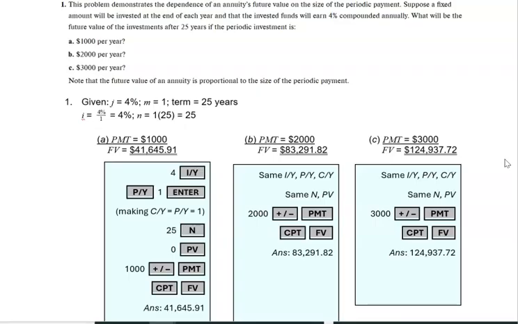$83,291.82. And for part C, again, it's the payment that has changed. So you're going to put in 3,000, plus or minus to get it to negative 3,000 on your screen, PMT, and then compute future value.